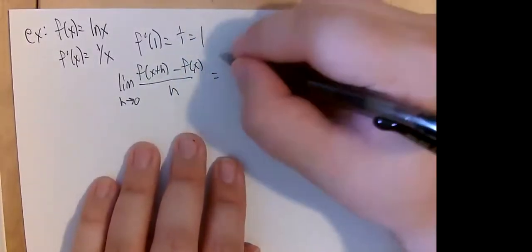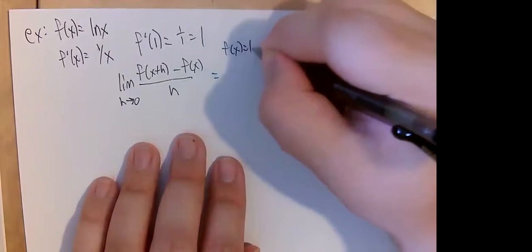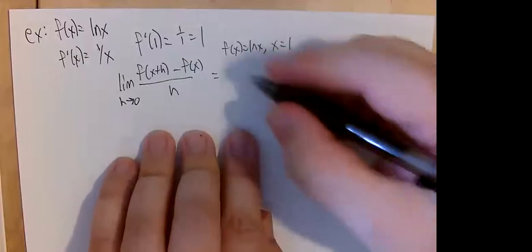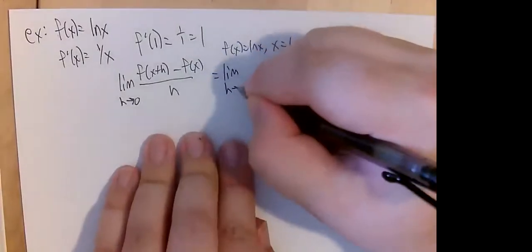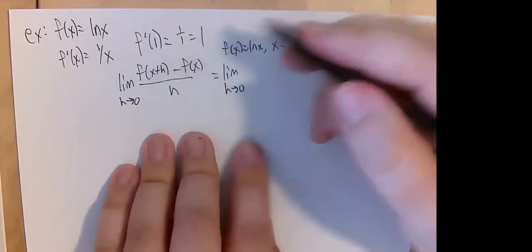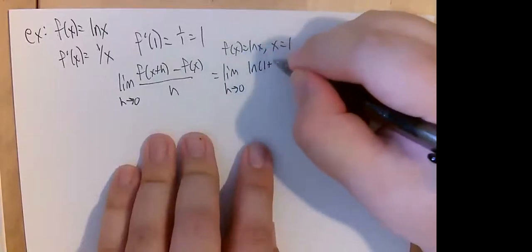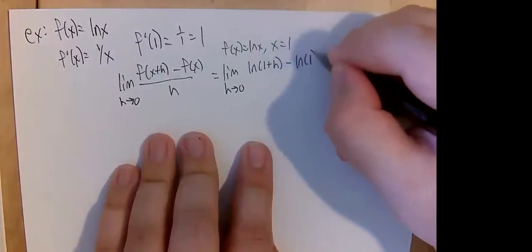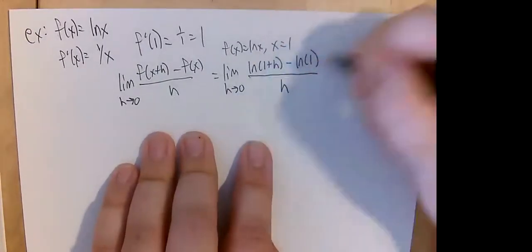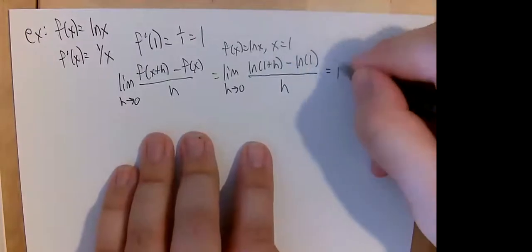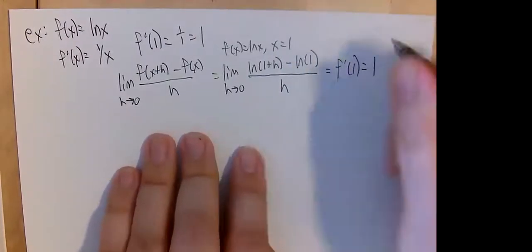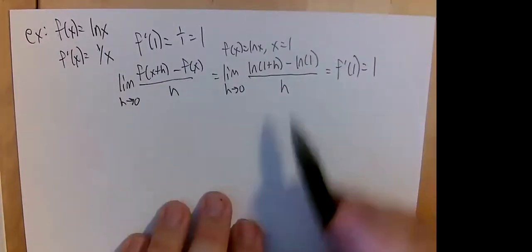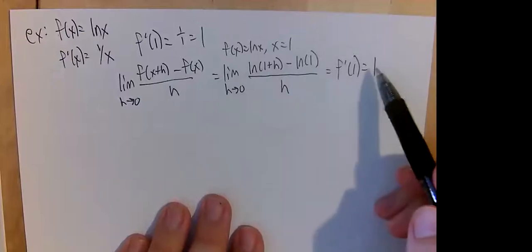Now, for our example here, f of x is ln of x, and x is equal to 1. So in our particular example, we have ln of 1 plus h minus ln of 1 divided by h. So this is equivalent to f prime of 1, which we determined by our derivative rule to be 1. Okay, so this is the main equation here. We have this limit equaling 1.